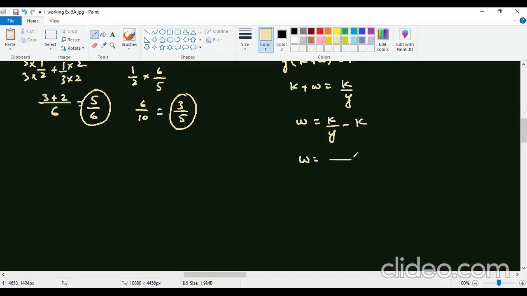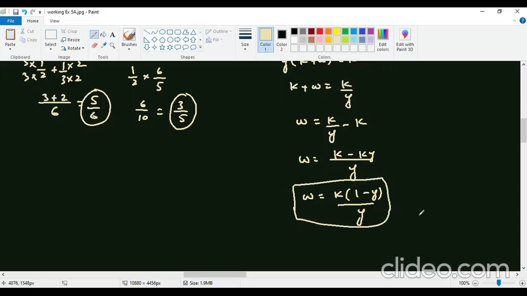We know very well that w equals, when we take the LCM, it's going to be y, and k remains the same, and this is going to be k minus ky. And for further simplification, I will take k as common, and here it is going to be 1 minus y over y. Now w is the subject of the given formula.